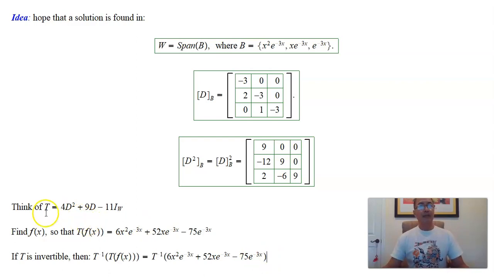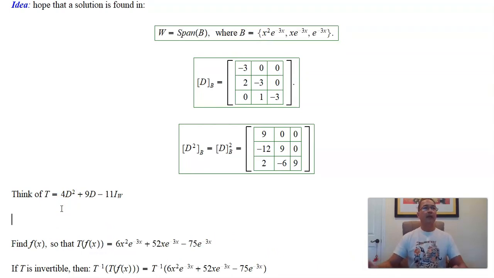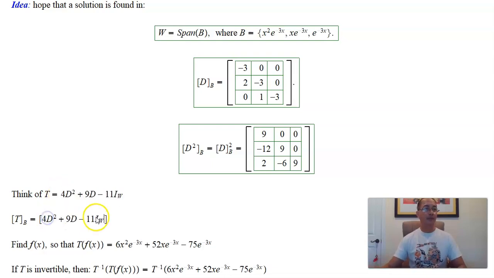Okay, so if we can make sure that this transformation is invertible, we're good to go. All right, so why don't we do that over here? How will we know if it's invertible? Easy. Let's find the matrix. The matrix of T with respect to B will be the matrix of this linear combination with respect to the same basis.